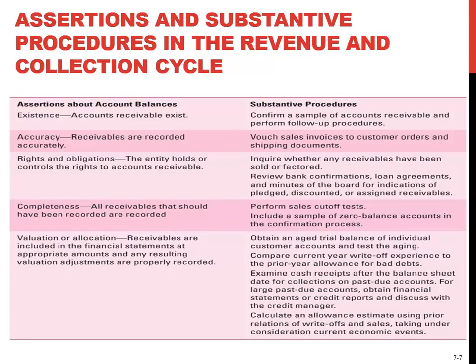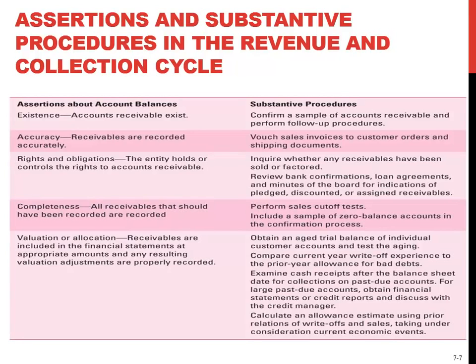So you could do that as well. And then valuation and allocation obviously deals with whether accounts receivable are recorded at their net realizable value. So here you're going to test the aged trial balance. You're going to look at whether the aging that the company has, and the amount that the company has recorded for allowance for doubtful accounts, is appropriate. You'd also look at any write-offs that the company is engaged in.